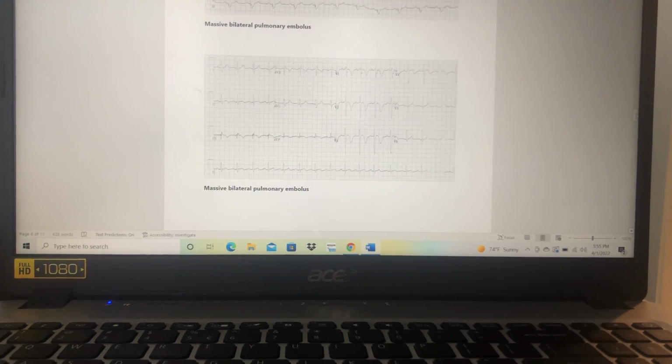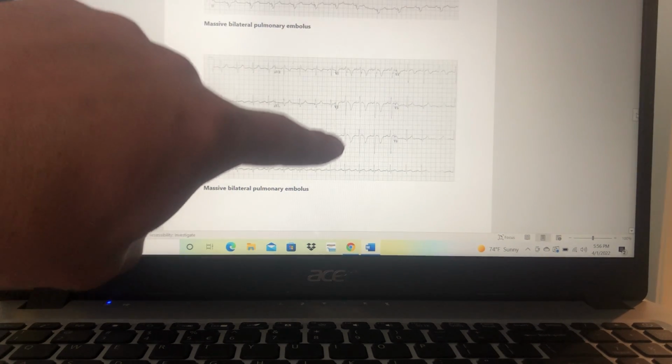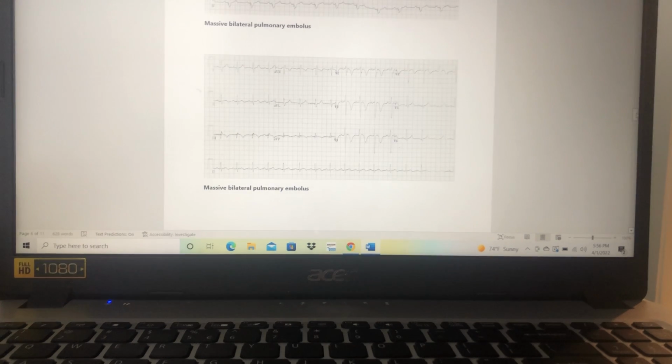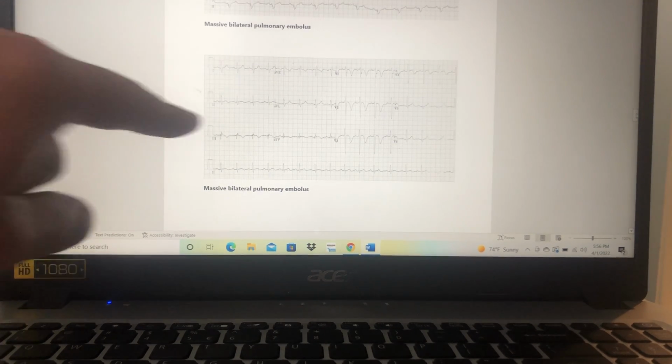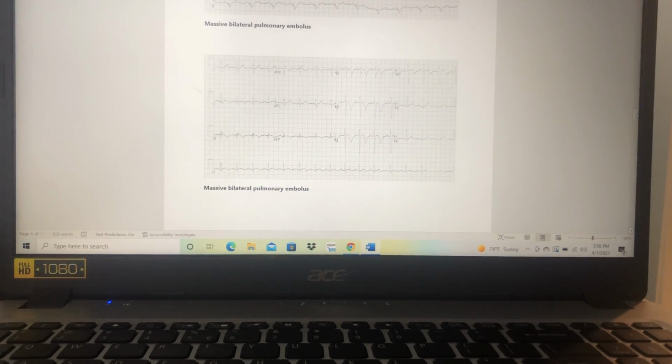This is another massive bilateral pulmonary embolus. Notice that big, deep T-wave inversion going on. It's not quite hyperkalemia inverted, but it's very close to it to me. That's how I think about it. It's just a very big T-wave compared to that QRS, especially in V1, V2, V3, and a little bit in V4, as well as lead 3.